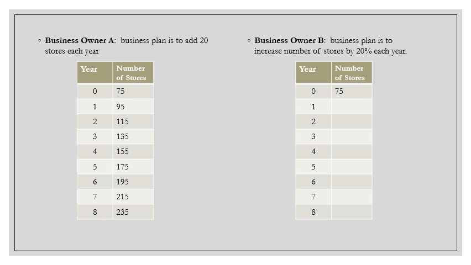Business owner B also starts with 75 stores, but she wants to increase by 20% each year. Okay, so let's see how many stores business owner B will have at the end of each year, and then we'll see who seems to be doing better. Okay, so business owner B is starting with 75 stores, and then she's going to add 20%.